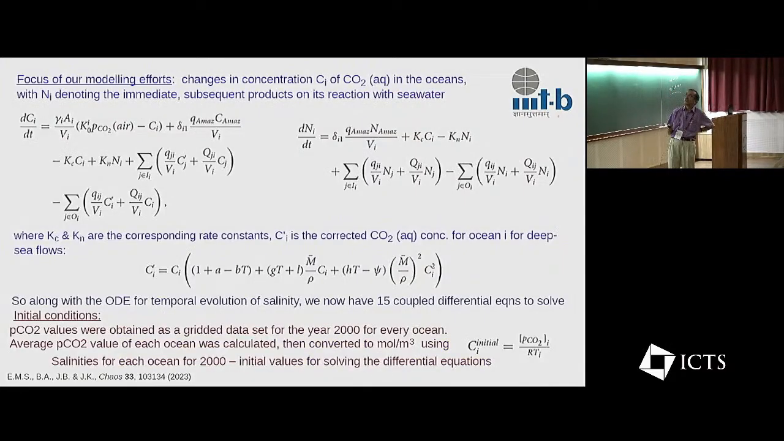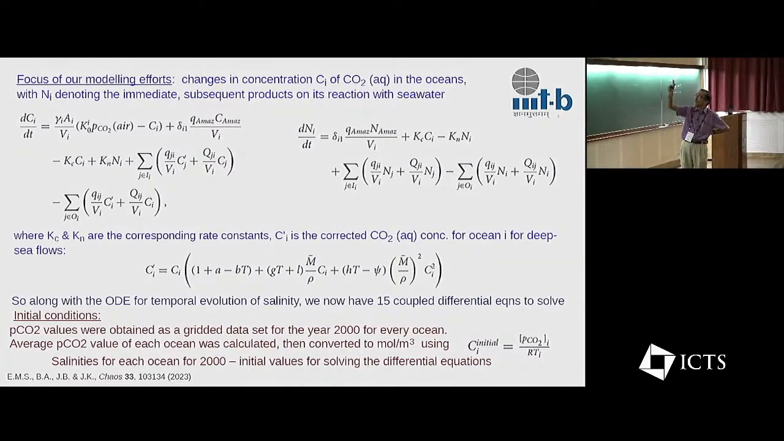So what we do is we write down an equation for the change in aqueous carbon dioxide with time. That's the first equation there, which takes into account surface currents, freshwater flows, and deep currents. Then, of course, the byproducts of the carbon dioxide reacting with saline water, which is the second one. And lastly, we'd also make a correction for deep water sea flows where the aqueous carbon dioxide absorption changes because of temperature and density.